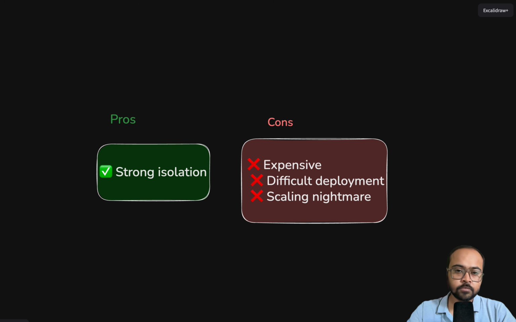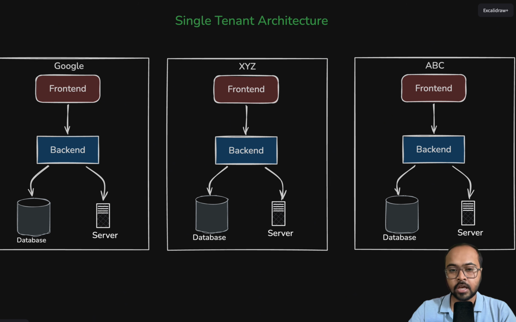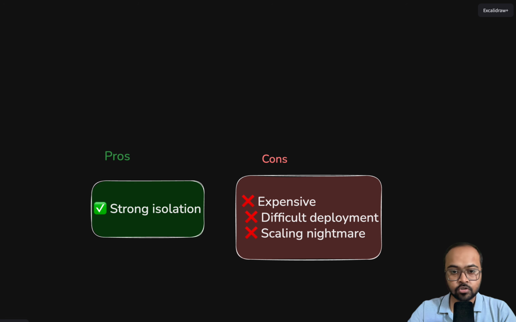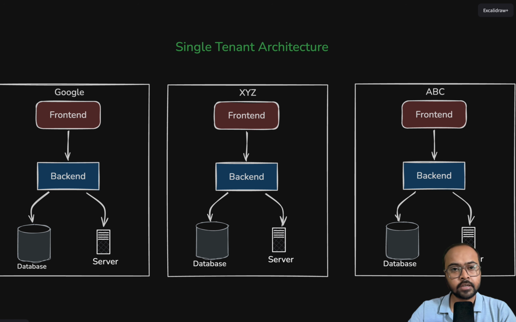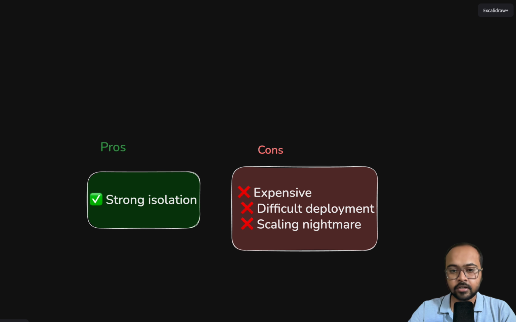But the con of this system is that it is very expensive, because as your application grows and you get more and more users, you are spinning up separate databases and servers for those users, and as a result infrastructure cost will go up. The deployment difficulty also increases, because as you get new users you are spinning up new databases and new servers, so deployment is definitely difficult here.